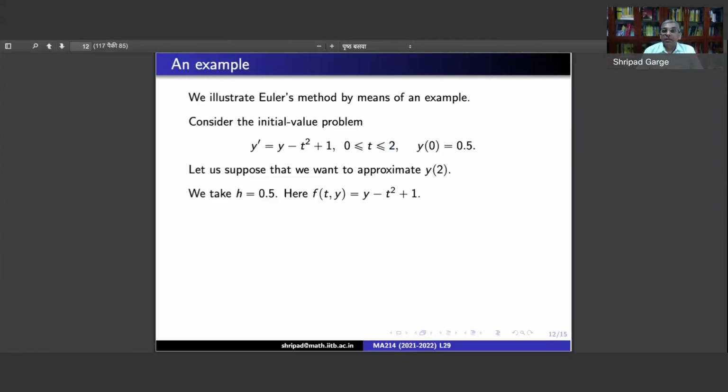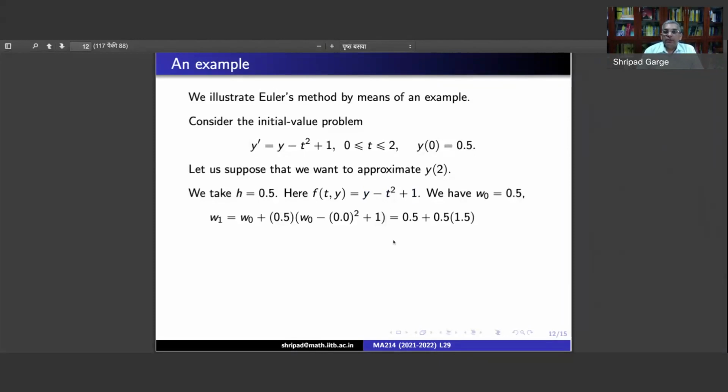f is y minus t squared plus 1. So we start with w_0, which is 0.5. That's the initial value. w_1 will be, remember, w_0 plus h f(t_0, w_0). Now at w_0, t_0 is 0. So we will have it to be y, which is w_0 minus t_0 squared, which is 0 squared, plus 1. So this turns out to be 0.5, which is w_0, and 0.5 is outside here, so that remains here as well.